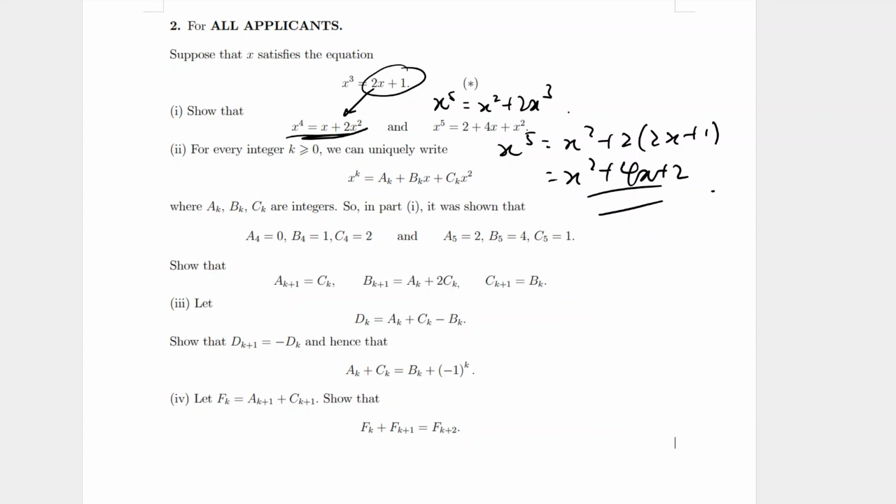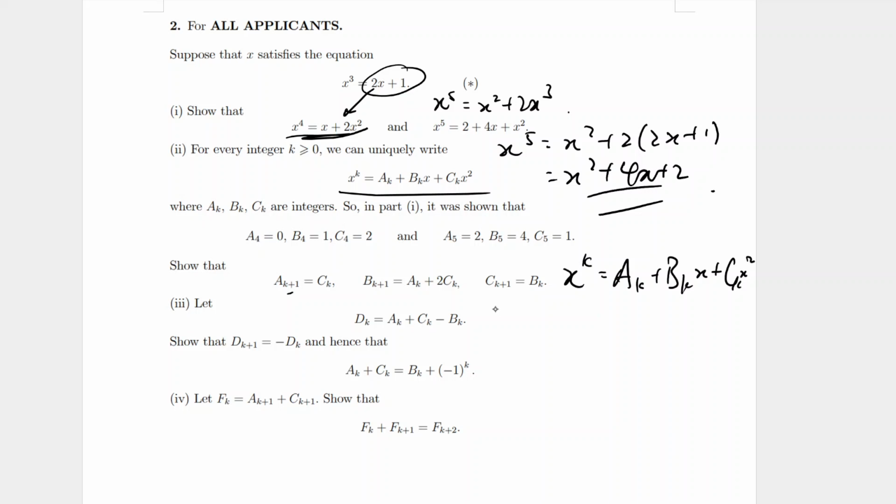Okay, part 2 then. I want to show that a(k+1) equals c(k), b(k+1) equals a(k) plus 2c(k), and c(k+1) equals b(k). This is not the hardest thing on earth, I suppose. So, we know x to the k is a(k) plus b(k)x plus c(k)x squared. Now, I want the k plus 1 version of this, so let's multiply the whole thing by x.